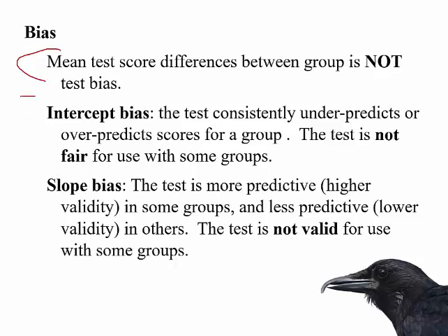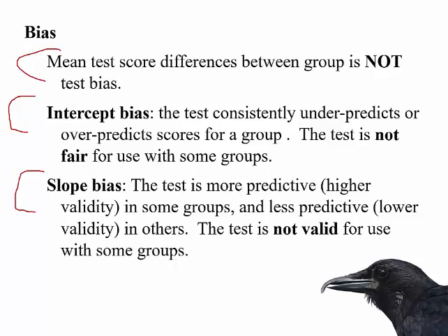One is where the test might overpredict one group and underpredict another group, and we'll call that intercept bias. And in other situations the test might accurately or fairly well predict one group and poorly predict another group. In other words, it would have good validity for one group and poor validity for another, and we'll call that slope bias.